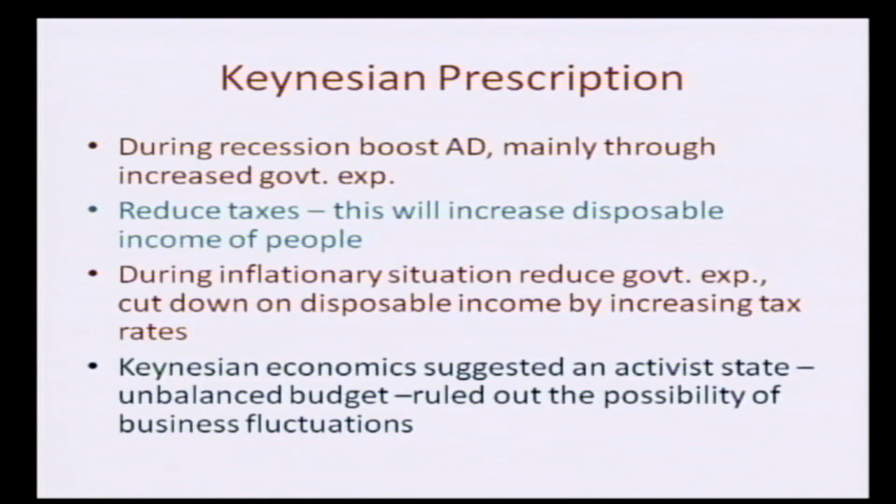So what is suggested is that during the recession, the government should boost aggregate demand mainly through government expenditure, and it should reduce taxes so that it leaves more income in the hands of people. There will be more disposable income.